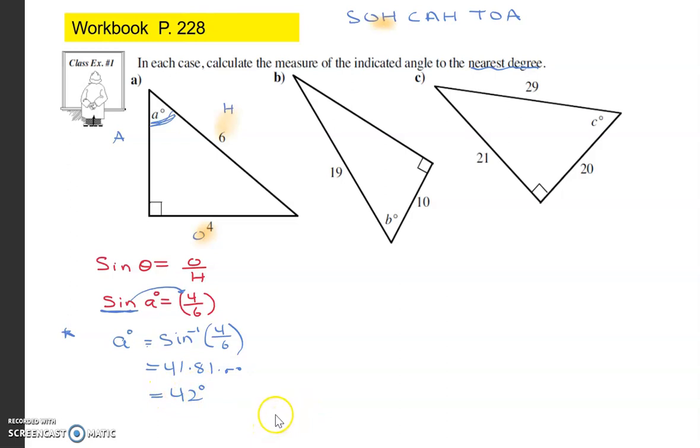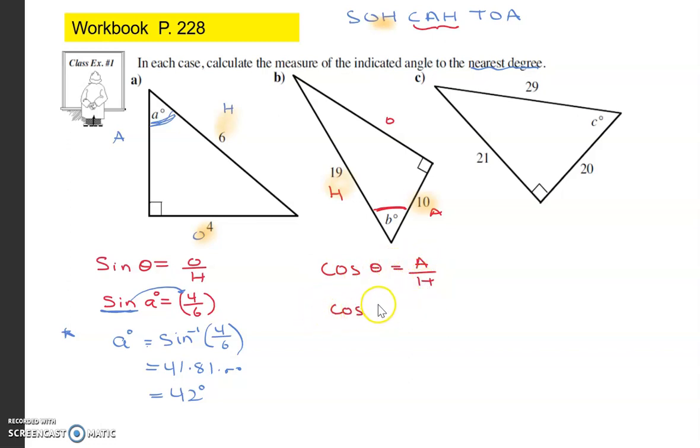They want this to be the nearest degree, so that will come out to be just 42 degrees. Okay. Let's do the same thing for part B. If you feel confident, you can pause this video and try the rest of these questions. If you're getting the right answer, you don't have to watch the rest of the video. But if you don't get the right answer, you can continue to watch it.